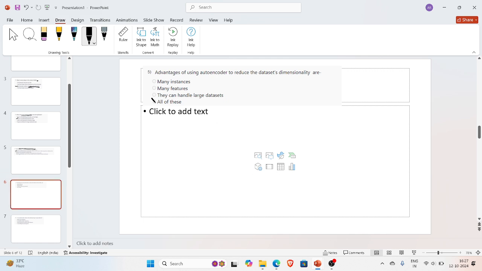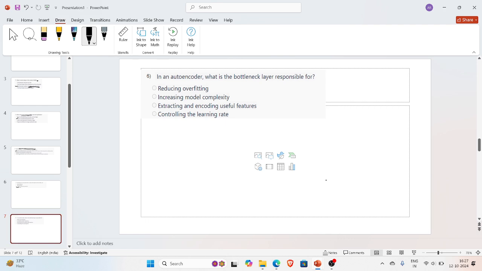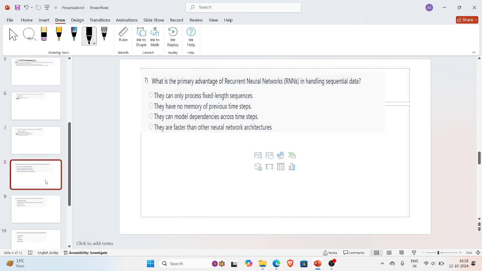So these are all the benefits. Many. It reduces dimensionality, so many instances' features can be reduced, and it can handle large data sets. This bottleneck layer is the final layer. It is used for extracting and coding useful features, so only useful features are retained, others are not retained.